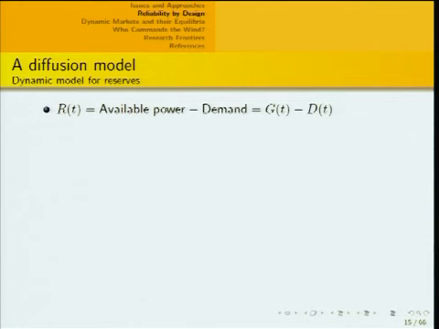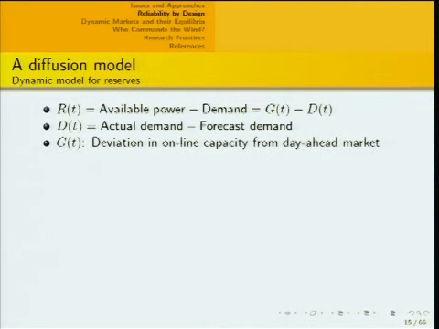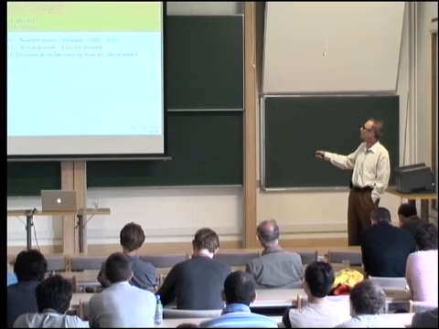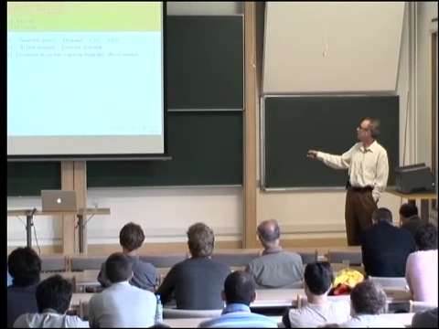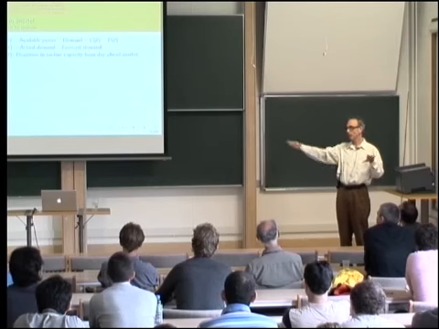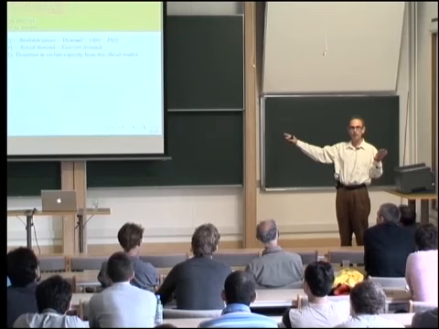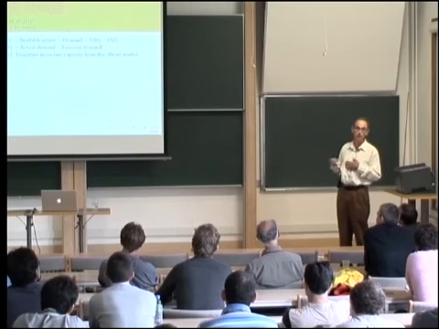The key variable here will be reserve, which is the available power minus the demand. So right there, that's the reserve, the distance between the available power and the demand. For the demand, I'm going to look at the deviation. I'm going to be looking at the real-time operation. There's an actual demand and there's a forecast demand, as we saw before. And G of t will be the deviation capacity for the day-ahead market. So, 24 hours ago, there was a schedule of power assigned, and maybe we'll need a little bit more, maybe a little bit less. And I'm defining G of t to be that deviation.